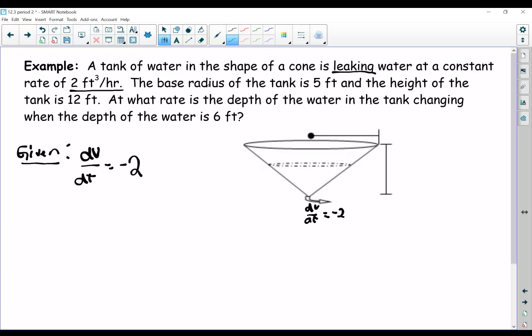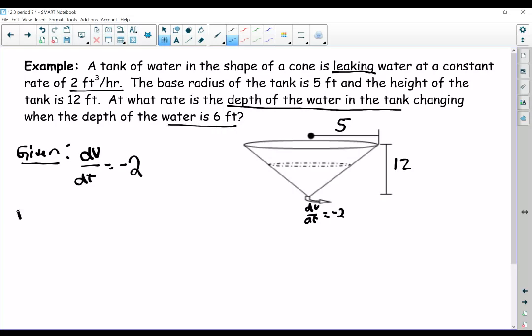Okay, the base radius of the tank is 5 feet. So the tank itself is 5 feet. That's not changing. And the height of the tank is 12 feet. I'm going to go ahead and label those on my diagram because they are not changing. The tank isn't changing size. It's the water inside the tank that is. At what rate is the depth of the water in the tank changing when the depth of the water is 6?